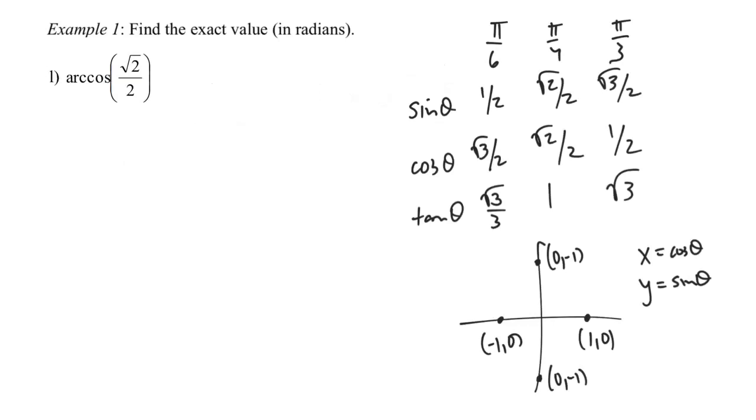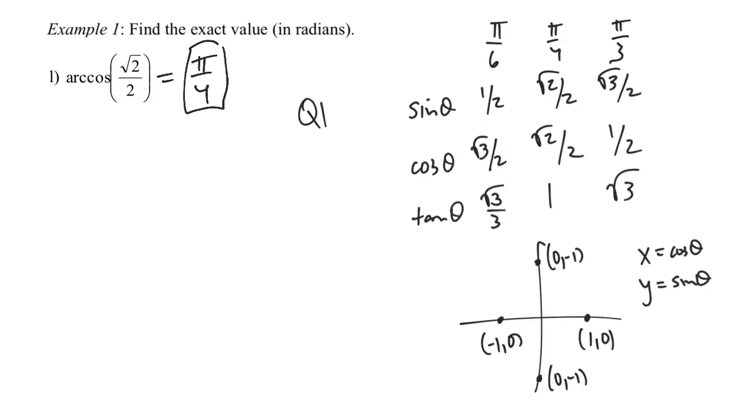Okay, finally we have example L here, arc cosine of the square root of 2 over 2. And so this is going to come from quadrant 1 because the input is positive, and so therefore we're just looking for the angle where the cosine is equal to square root of 2 over 2. So here's cosine, here's square root of 2 over 2, that's the angle pi over 4, and so that's going to be my answer to this question.